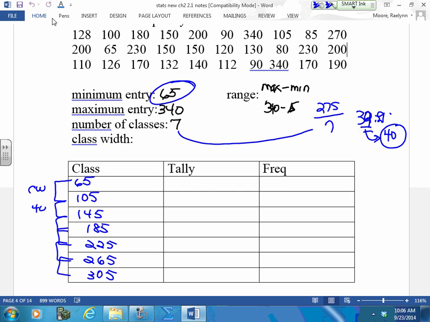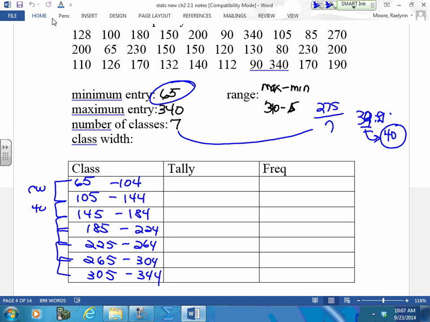Okay? Easiest way. Now, to make your interval, what's the number that comes before 105? What comes right before 105? Okay? Now, add 40 all the way down. There's your classes.